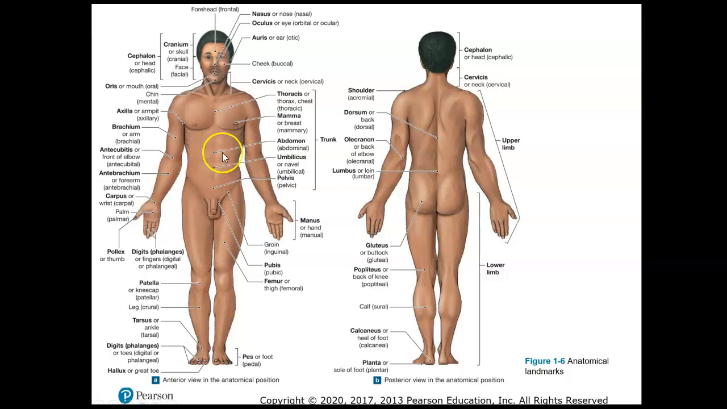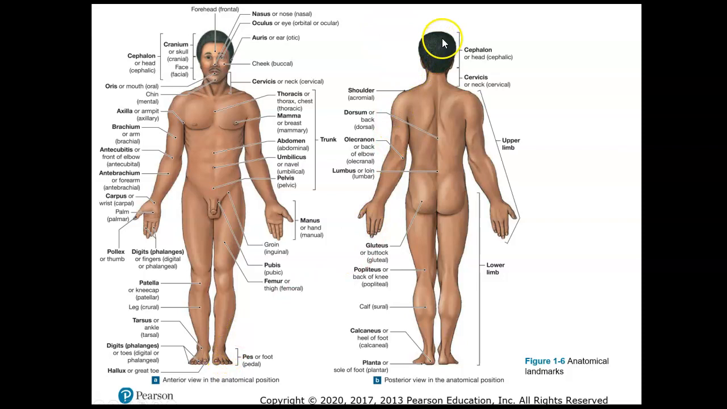The abdomen is the abdominal region. The navel is the umbilicus or umbilical region. The pelvis is the pelvic region. The hand is the manus or manual region. The groin is the inguinal region. The pubis is the pubic region. The thigh is the femur or femoral region. And then the foot is the pes or pedal region.